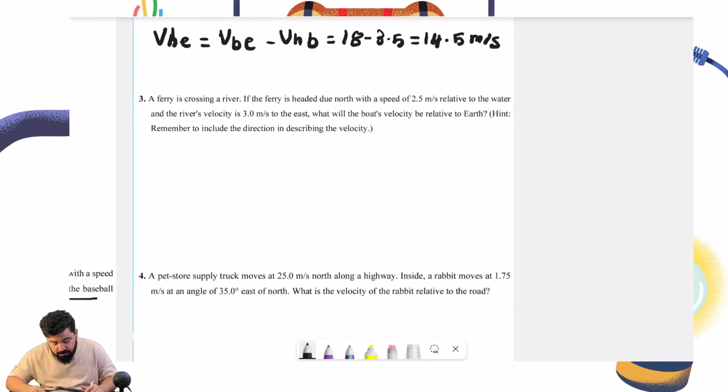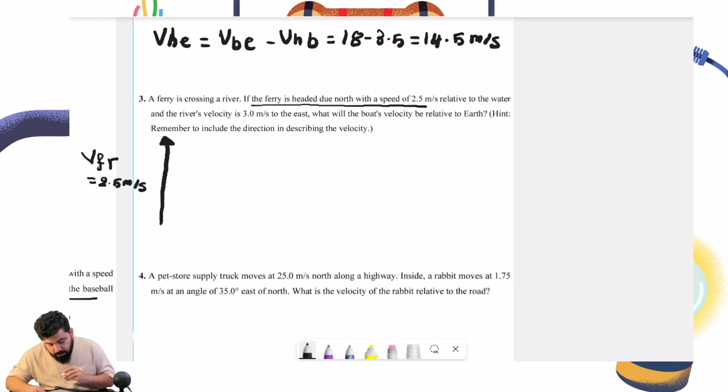If a ferry boat is crossing a river, and the ferry is headed due north with a speed of 2.5 meters per second relative to the water, you have this: the velocity of the ferry relative to the water or the river is equal to 2.5 meters per second. And the river's velocity is to the east, so the velocity of the river relative to the Earth is equal to 3 meters per second. You know these two vectors are perpendicular.